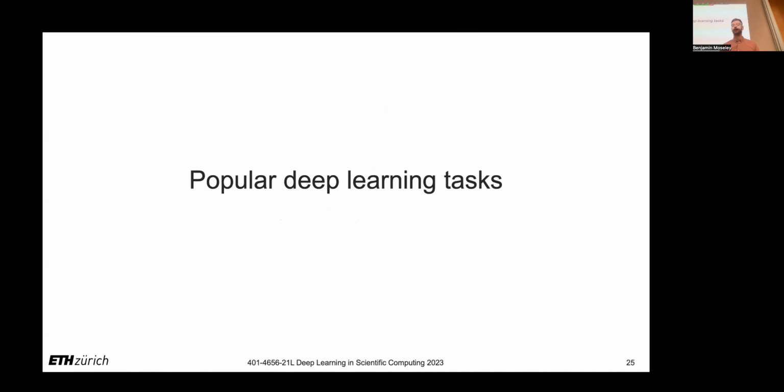Okay, so I've given you what I think is the most basic concept of how deep neural networks work. So now I want to talk about some of the popular tasks that we use deep learning for. I'm not going to talk about scientific tasks now. For now, I'm just going to talk about more computer science tasks that deep learning is traditionally applied to.